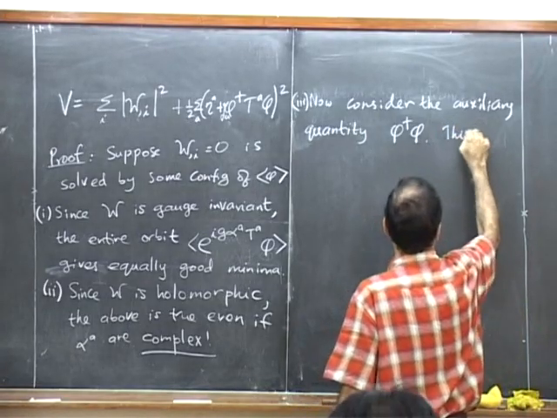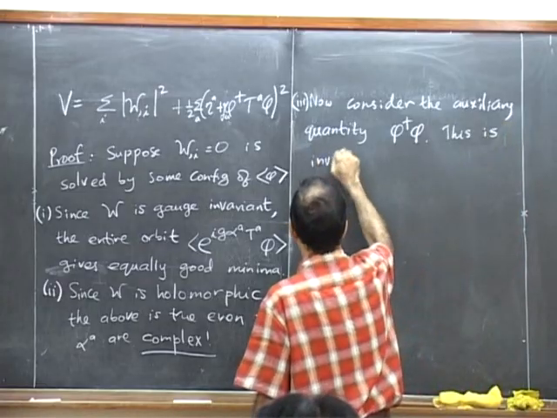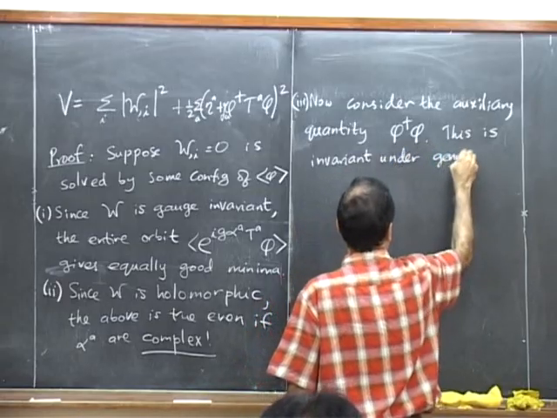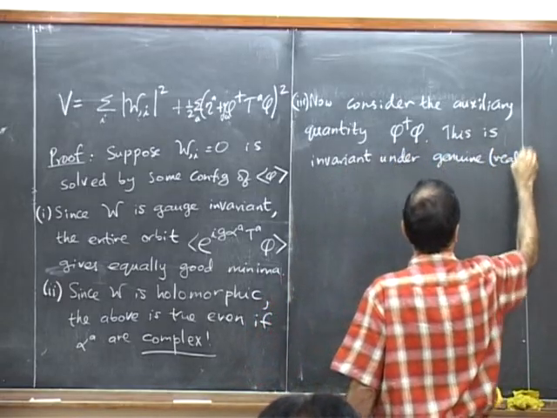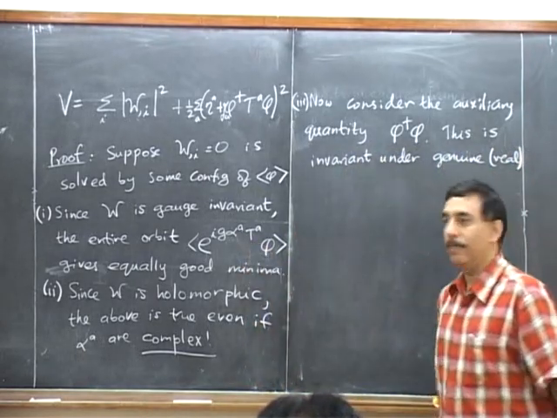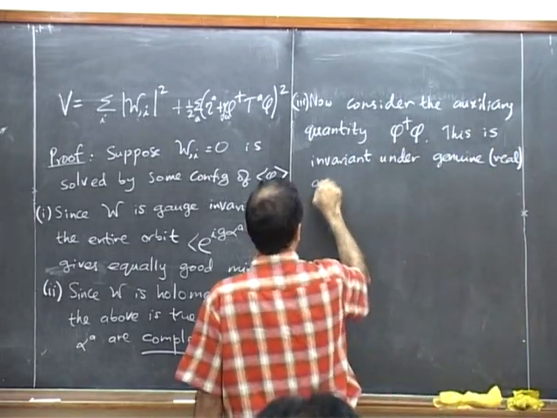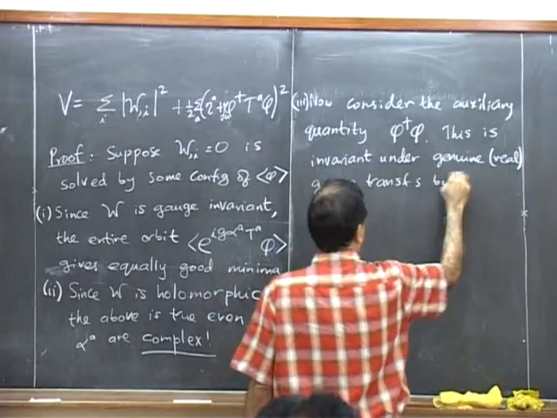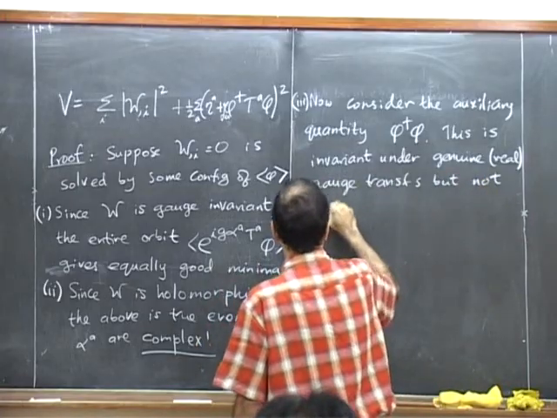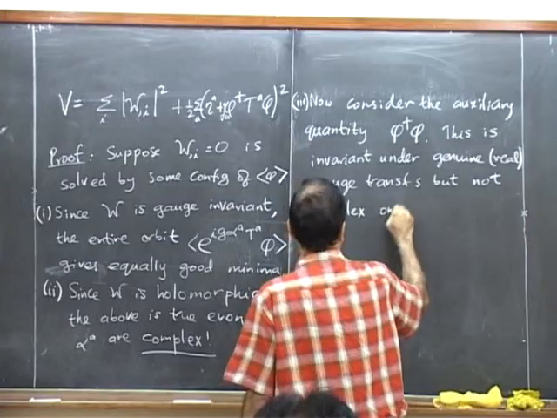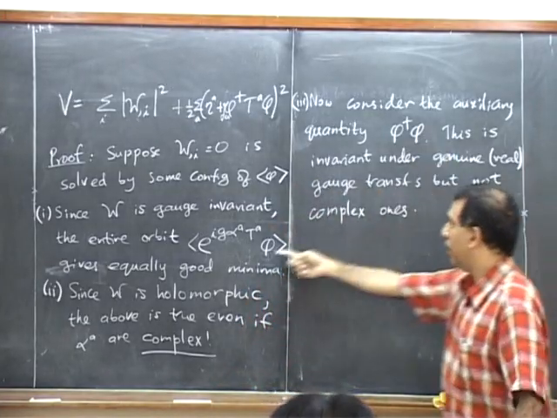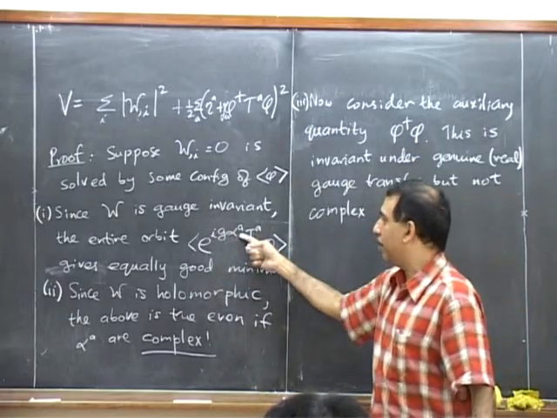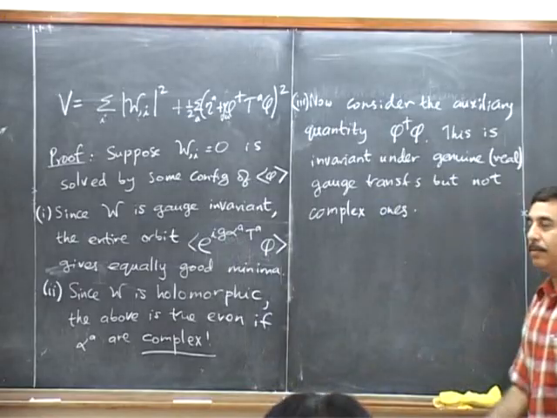This is invariant under real gauge transformations, under genuine gauge transformations if you like. When I say real, I don't mean the gauge transformation is real, I mean the parameters alpha are real. Gauge transformations, but not complex. I hope it's clear why. Because if this transforms by this kind of matrix, then phi dagger transforms by e to the minus dash, but there is an alpha star, so those fail to cancel, so it's not invariant.